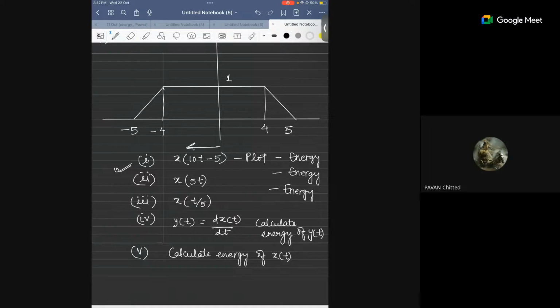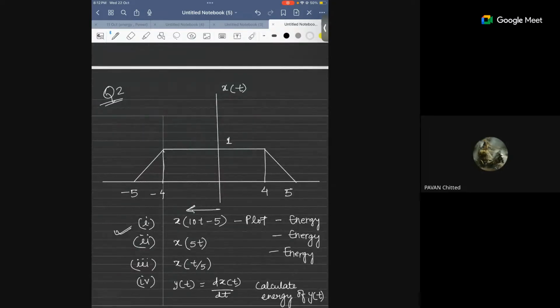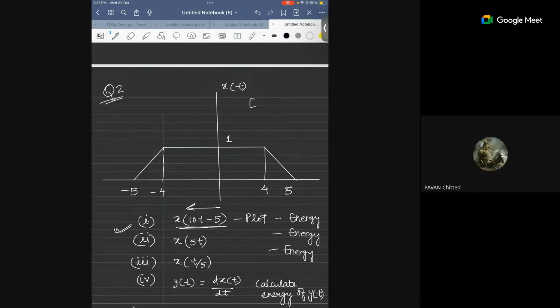Now, first you have to calculate the energy of this signal, and only then will you be able to calculate the energy of x of 10t minus 5. What will be the energy of this signal? Can somebody calculate the energy of this one: E1, then E2, and then E3?